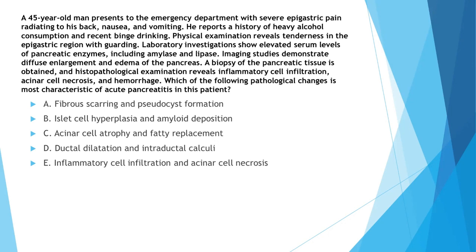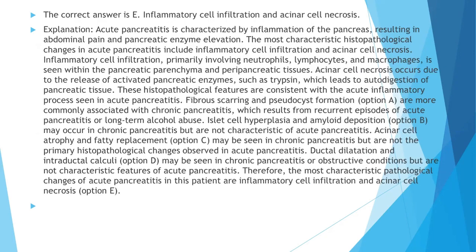A biopsy of the pancreatic tissue is obtained and histopathological examination reveals inflammatory cell infiltration, acinar cell necrosis, and hemorrhage. Which of the following pathological changes is most characteristic of acute pancreatitis in this patient? Fibrous scarring and pseudocyst formation, islet cell hyperplasia and amyloid deposition, acinar cell atrophy and fatty replacement, ductal dilatation and intraductal calculi, inflammatory cell infiltration and acinar cell necrosis. So the answer is inflammatory cell infiltration and acinar cell necrosis.